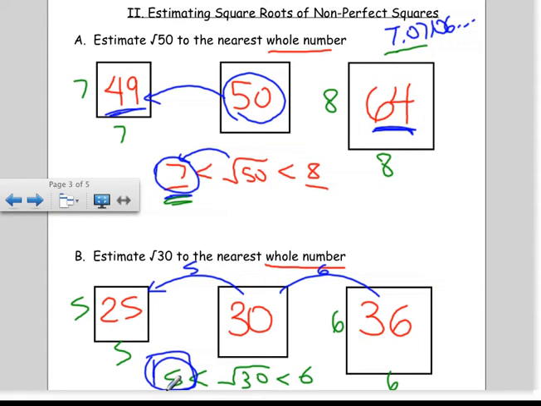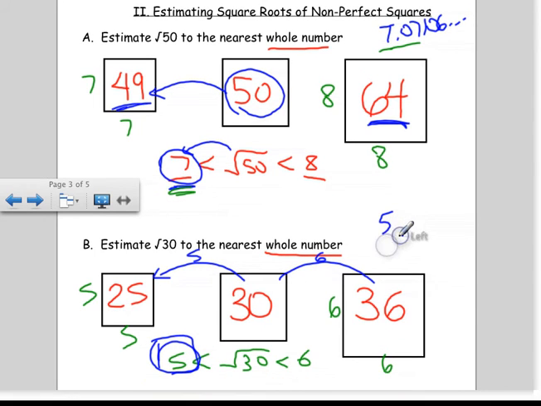Just to make sure your answer makes sense, if you find the actual square root of 30, it equals 5.47722 and goes on forever. It's another irrational number. You can see that 5.4 is closer to 5 than it is to 6. And so that's why your estimate of 5 is a good one.